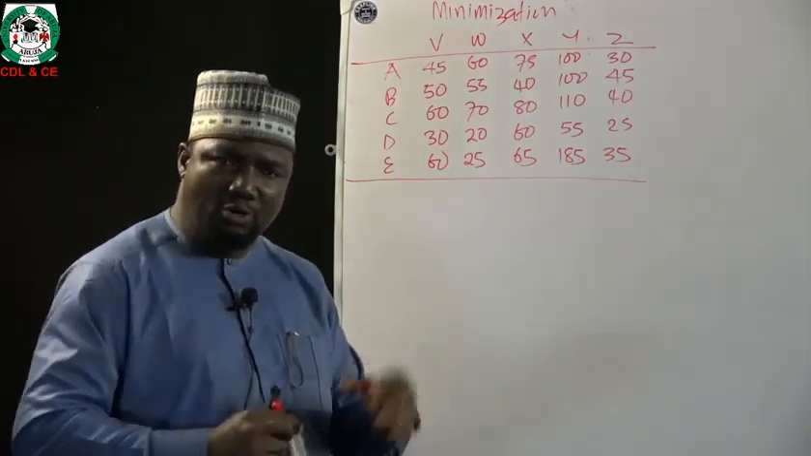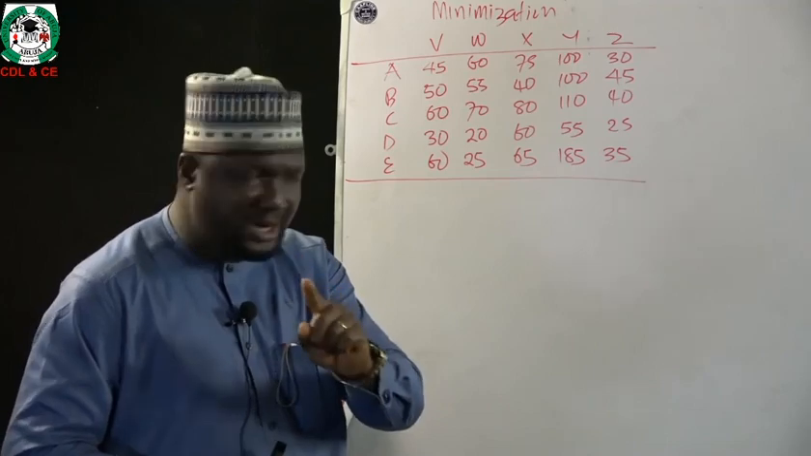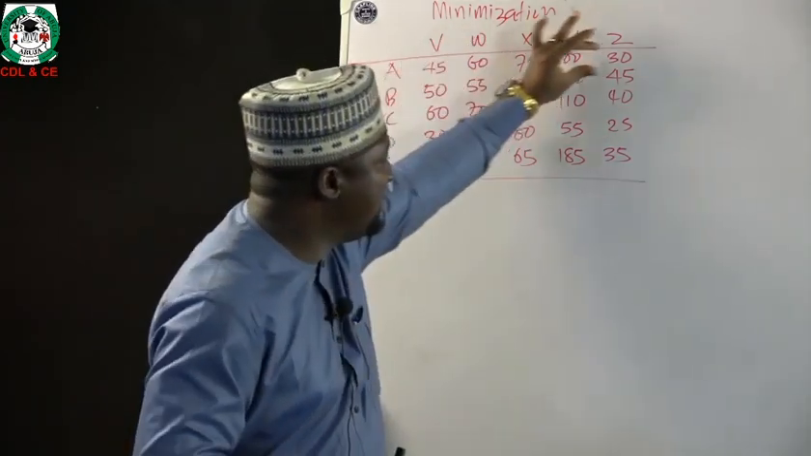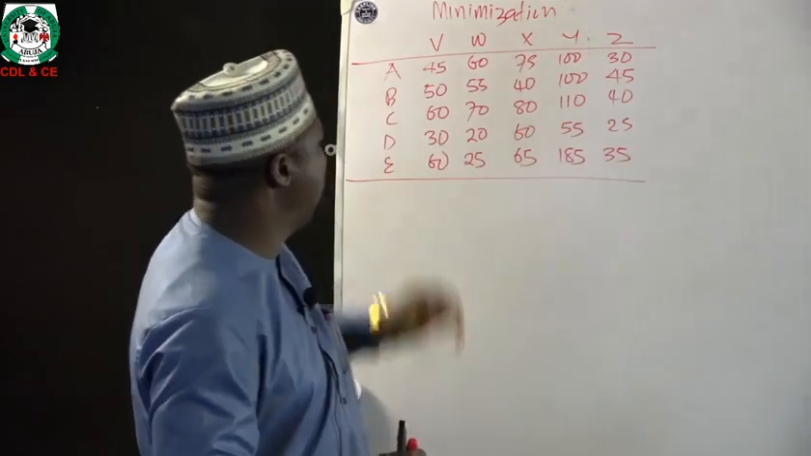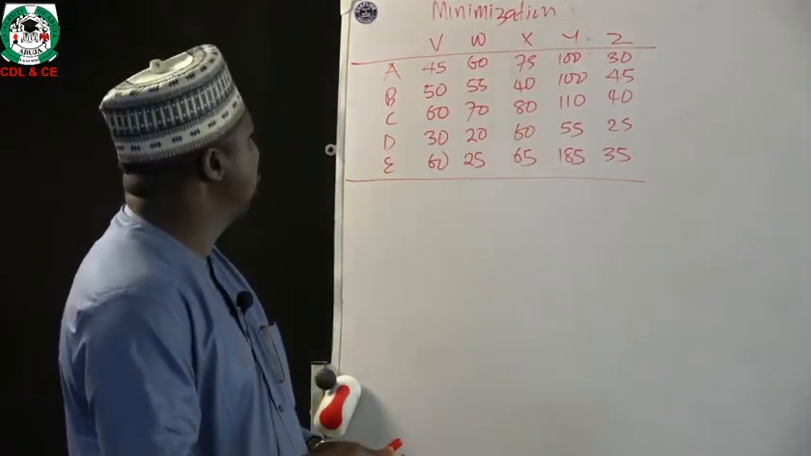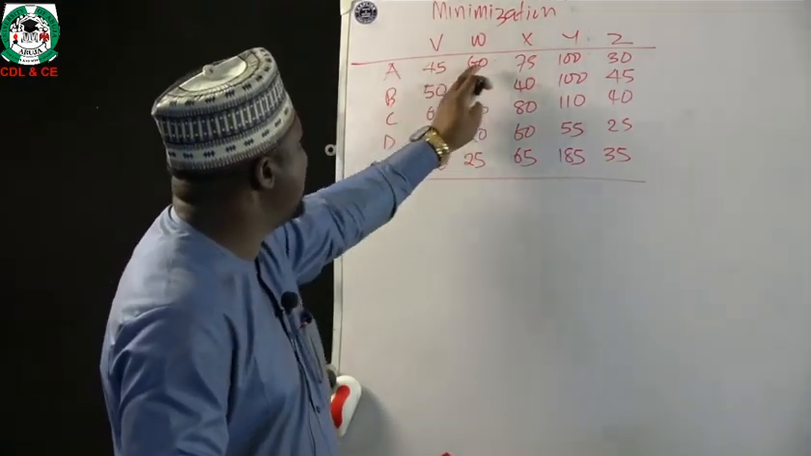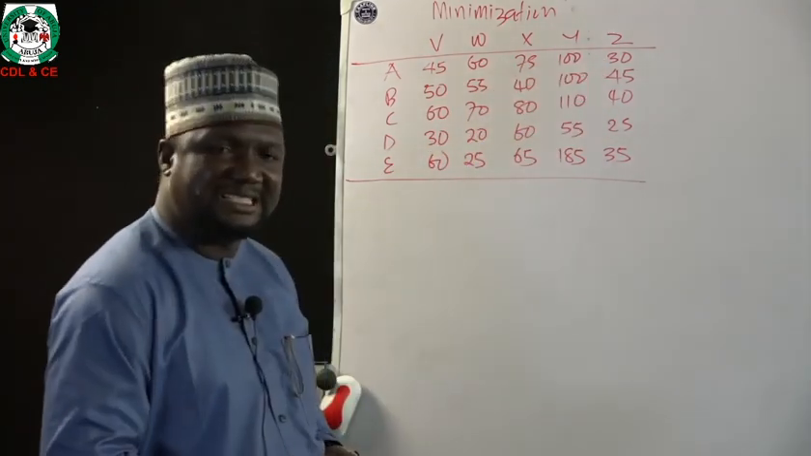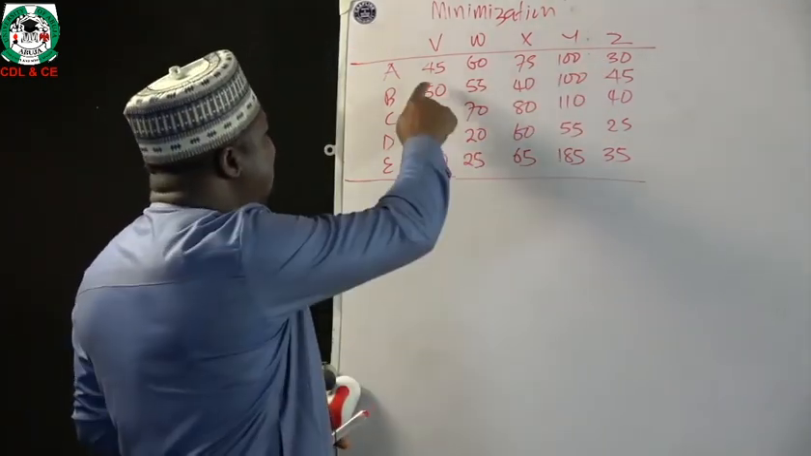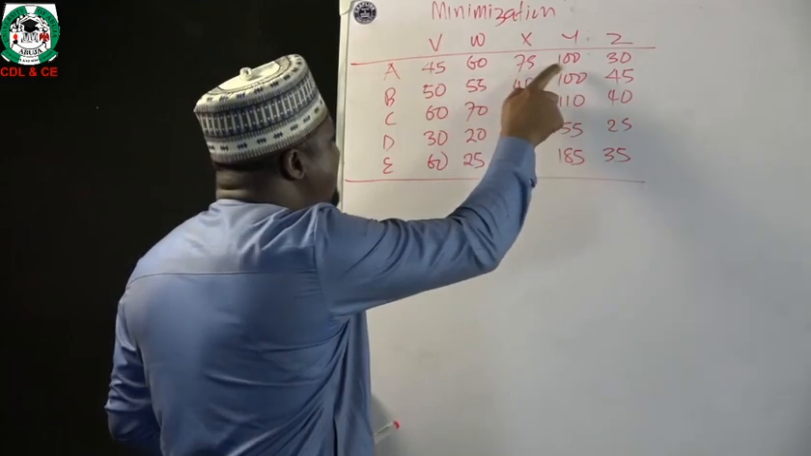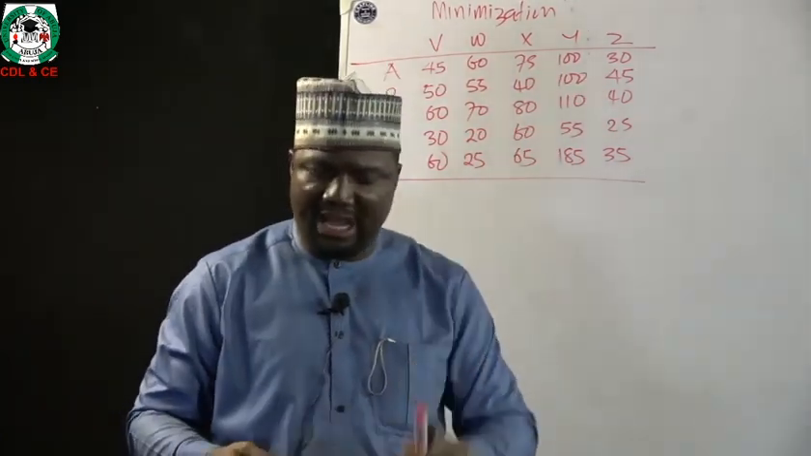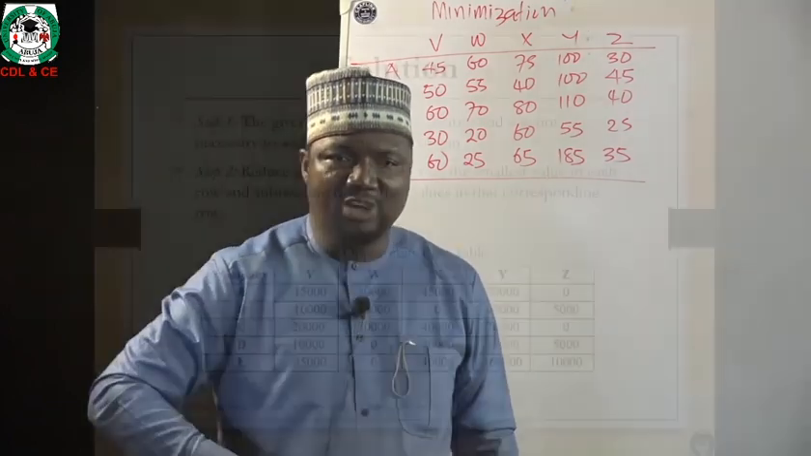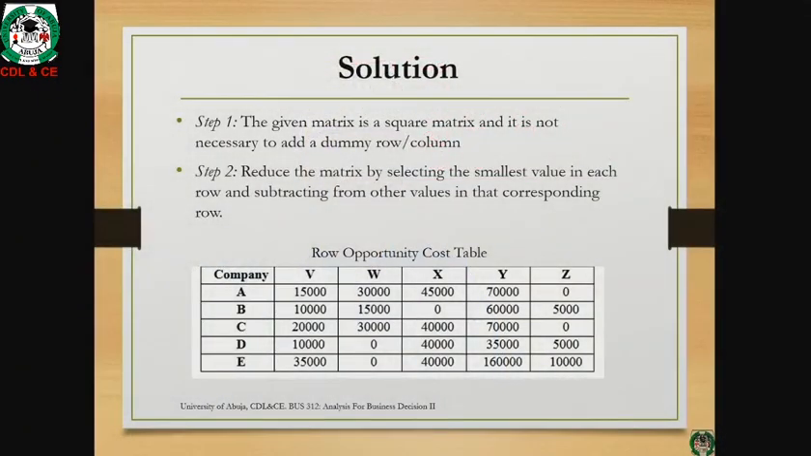We simply look for the smallest number in the entire row. Let's pick row A, for instance. The smallest number as far as this row is concerned is 30. And subtracting 30 away from each and every element here, what do we have? We have what we have in our next slide, which is the row opportunity cost table.